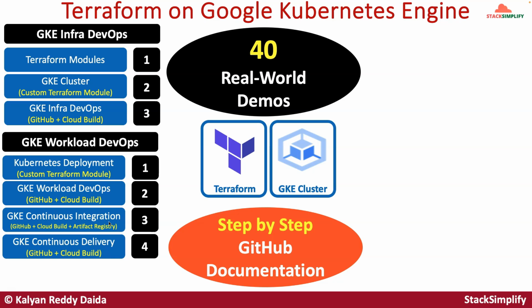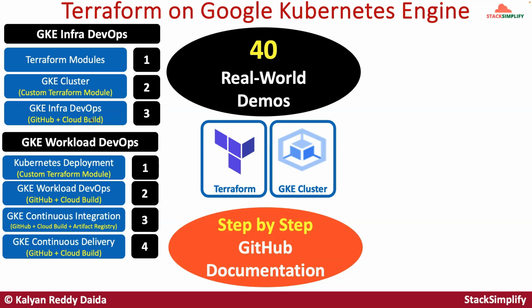So you make the code changes, check in, and a Docker image is automatically built and pushed to Artifact Registry. Now you have a CI pipeline built and ready. In this last demo, you will focus on implementing continuous delivery. The workload DevOps you have implemented in demo 2 will be stitched with this CI demo. So once a new Docker image is present in Artifact Registry, that Docker image will be picked up by this workload DevOps CD pipeline, and it will deploy to your dev cluster.